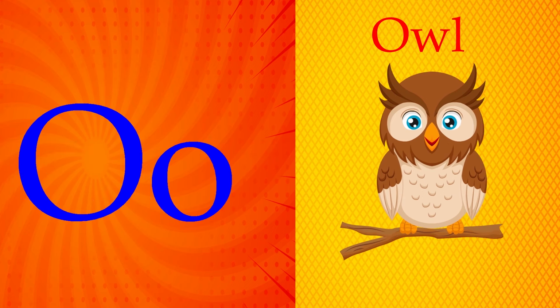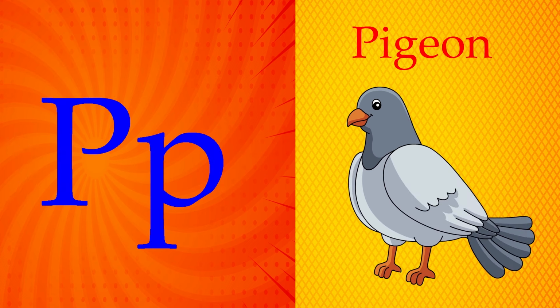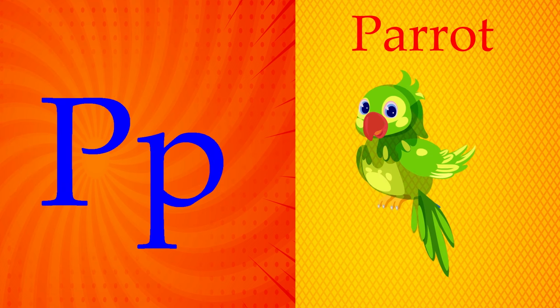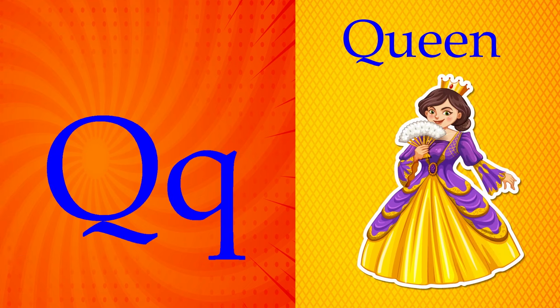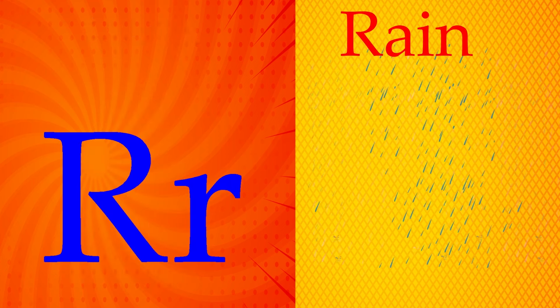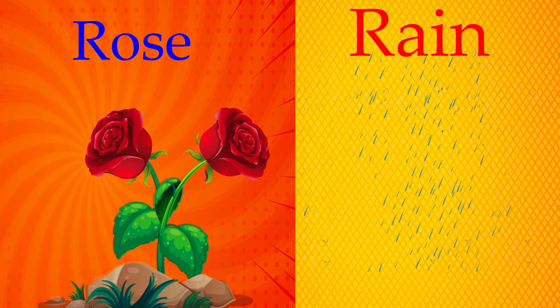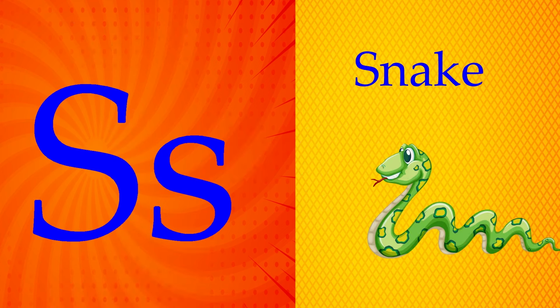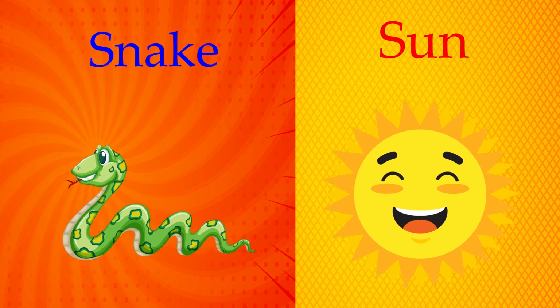O for owl, O for orange, o. P for pigeon, P for parrot, p. Q for queen, Q for quail, qua. R for rain, R for rose, r. S for snake, S for sun, s.